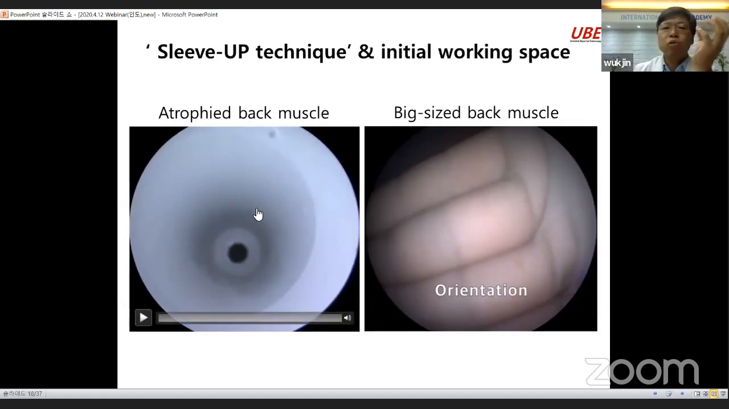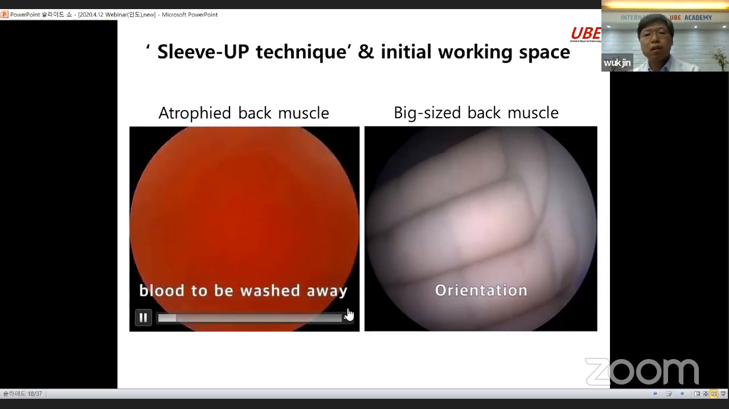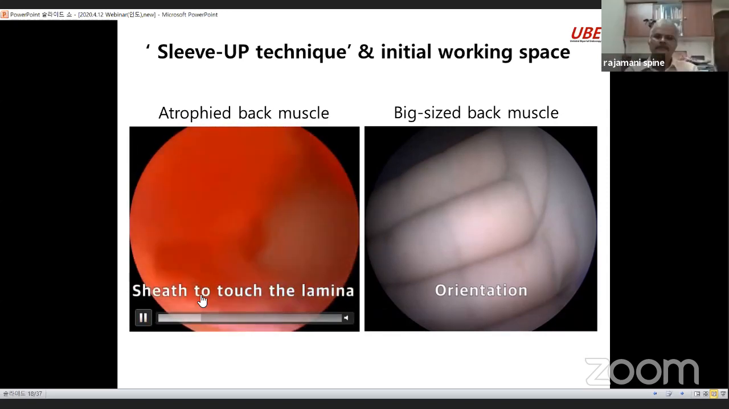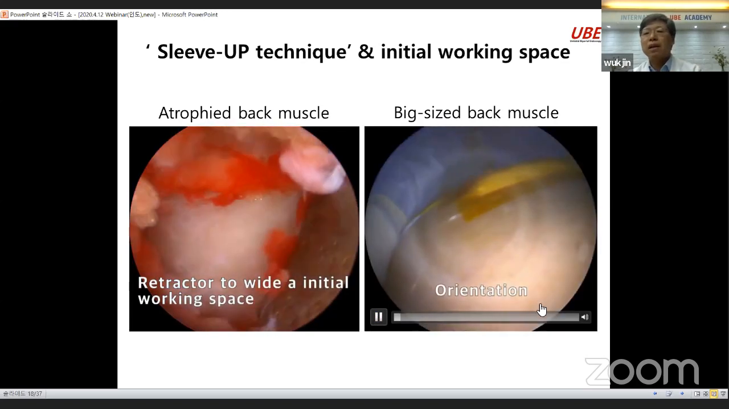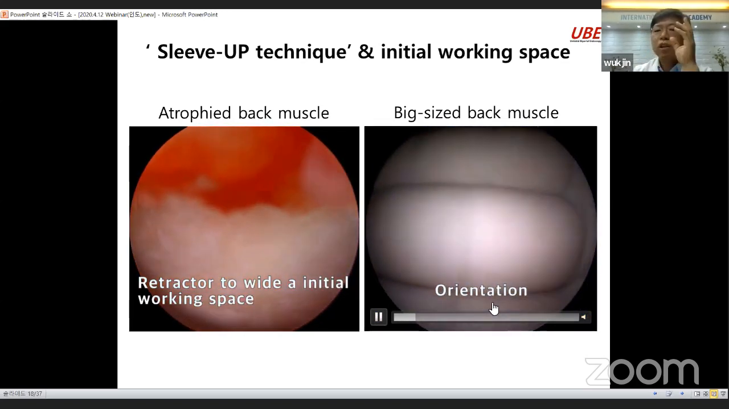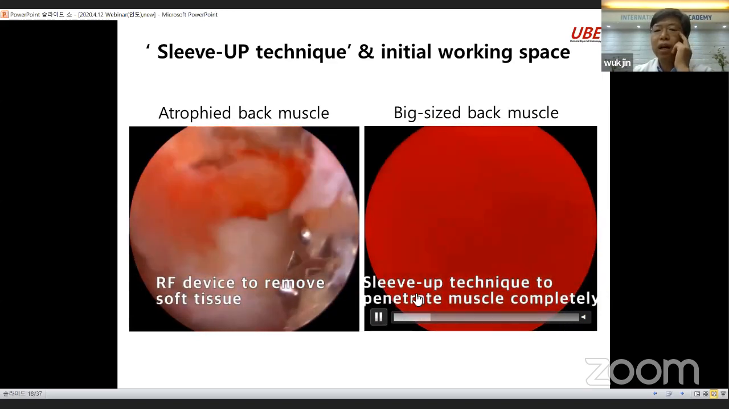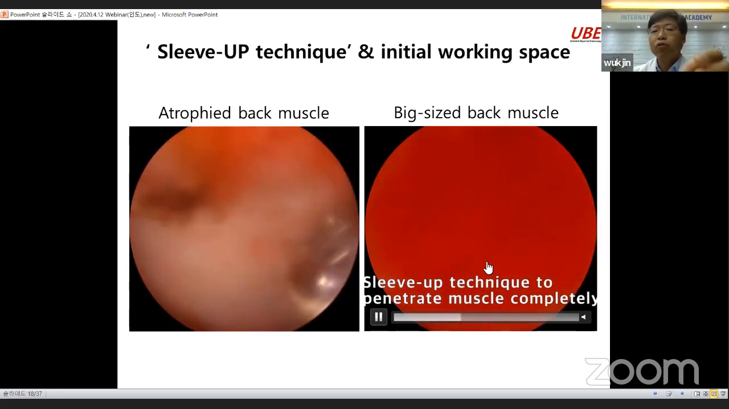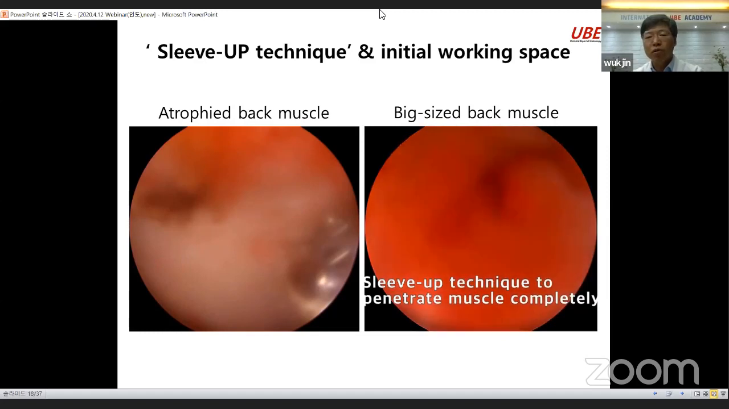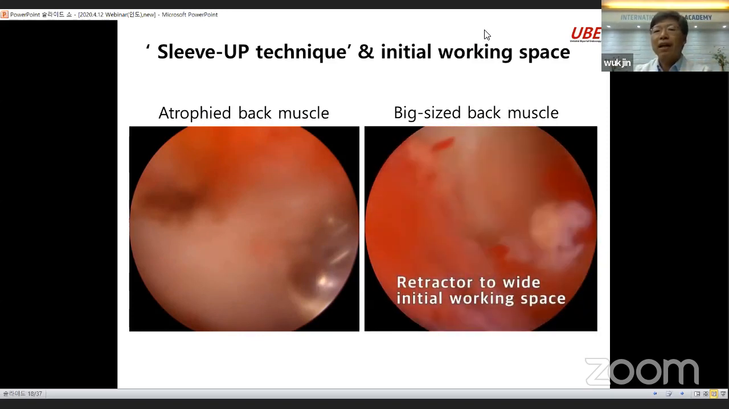You know that some patients have atrophied back muscles, and some patients have big back muscles. This one is washed, and you can easily see the lamina. Some patients have big muscles. Remember the first orientation: sometimes the scope and instrument insert between the muscle areas. You must penetrate this using the sleeve-up technique this time. Finally, you can see the lamina.